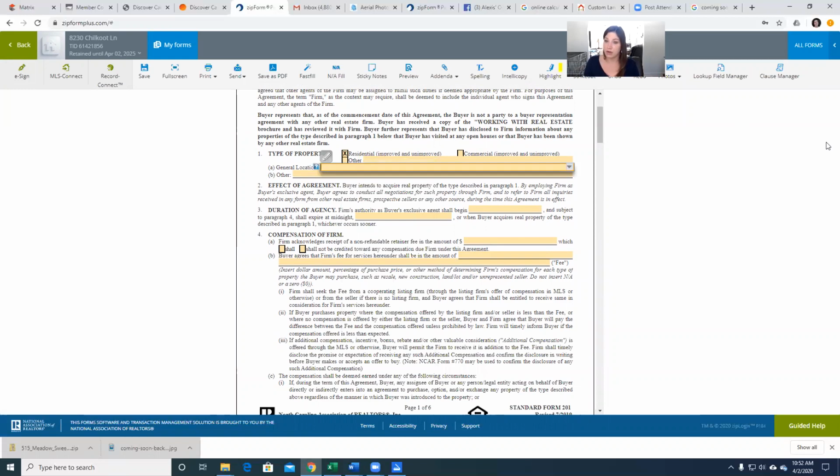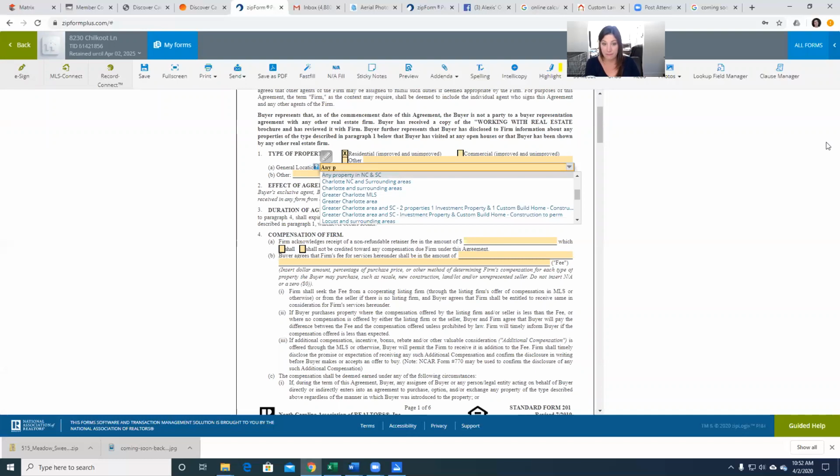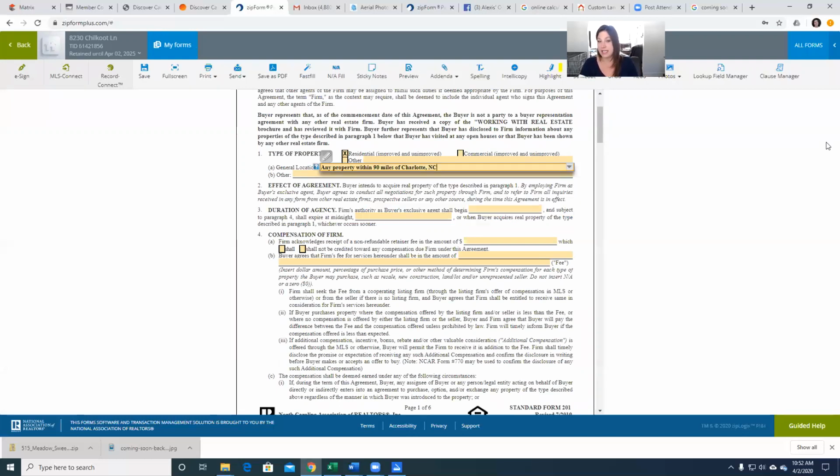They're going to do general location. This is completely up to you, but you want to make sure that you are encompassing every potential house they could buy in the places you want to work. For me, I don't mind traveling up to 90 miles from Center City, Charlotte. So when I do my buyer agency agreements, I put any property, because if they decide to go buy a FSBO, we still have a contract, any property within 90 miles of Charlotte, NC.